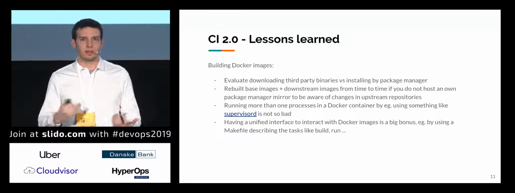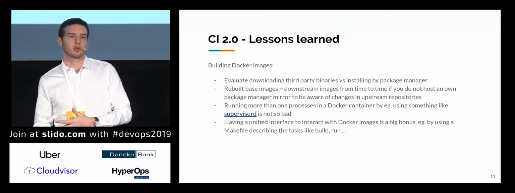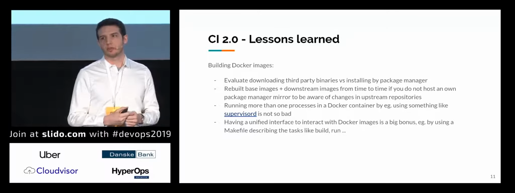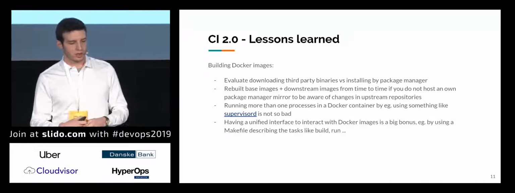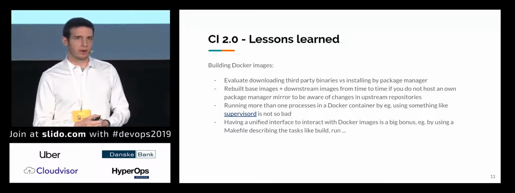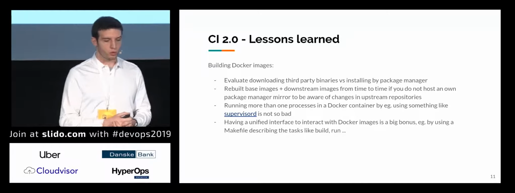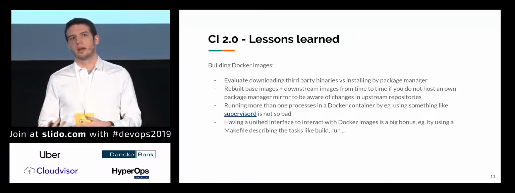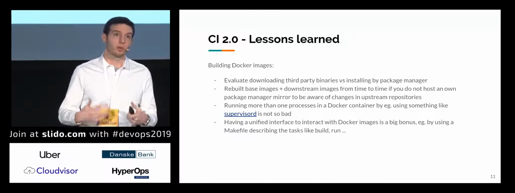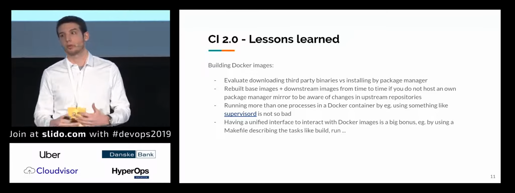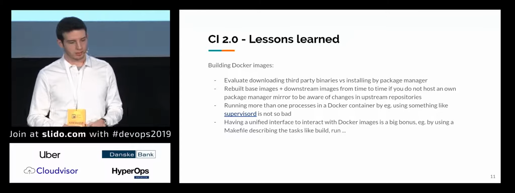We evaluated different things. In the beginning, there were big discussions about what we should do. Should we download packages directly from the repository manager? Should we host our own binaries? Is it fine to run more than one process inside the same container? Should we rebuild our images periodically? These are all lessons that we learned. And now for our CI 3, for example, we always try to rebuild all the images that we have periodically, to make sure that all of them can be rebuilt at the same time.